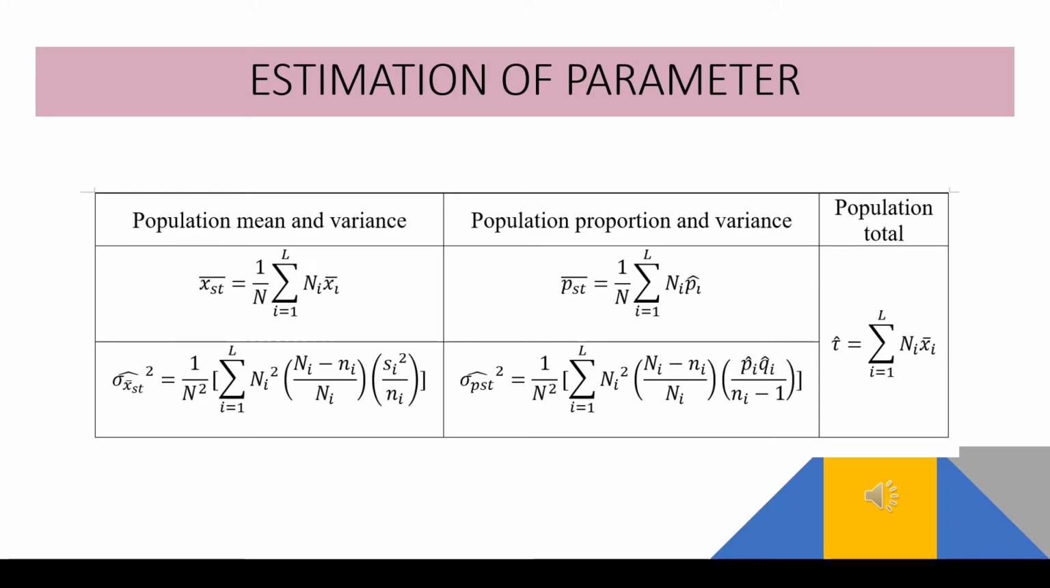Next, I would like to talk about the estimation of parameters. The equation in the first column is to estimate the population mean and variance. The equation in the second column is to estimate the population proportion and variance. For the third column, the equation is to estimate the population total.